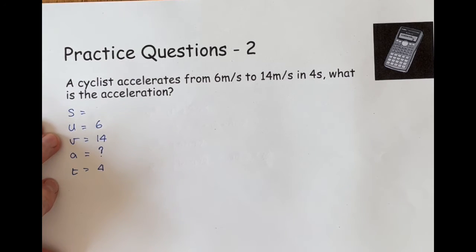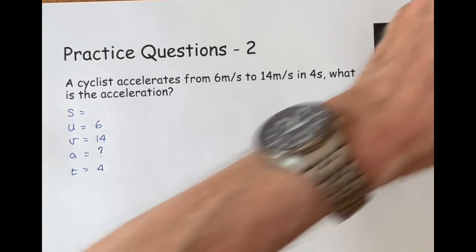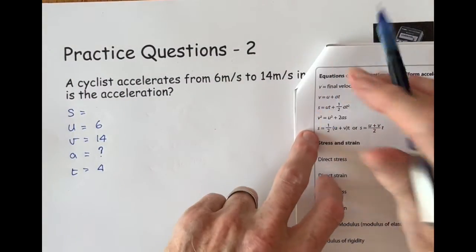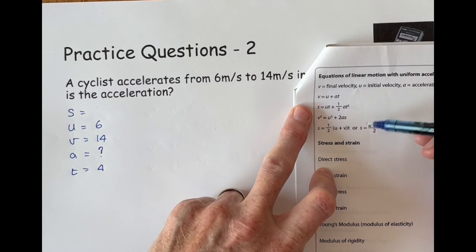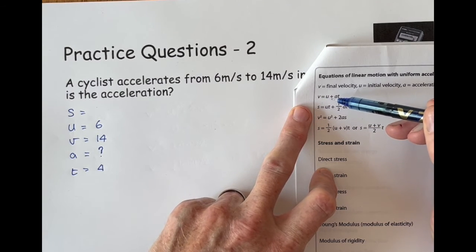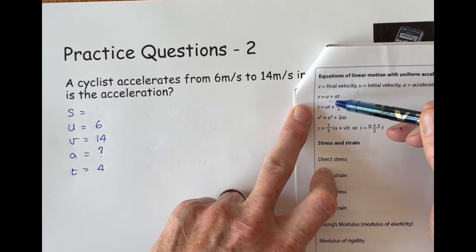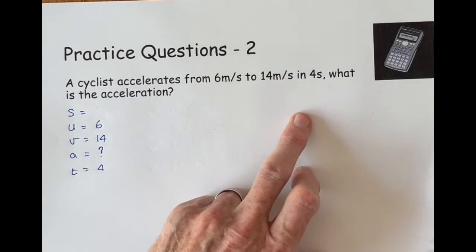So we want to find an equation from our formula sheet with U, V, A and T in it. So we look at this one here. We find U, V, A and T. Actually, the first one of the 4 there fits that bill. You'll find none of the other ones can be used. That's the only one that can be used. So let's write that out. V equals U plus AT.